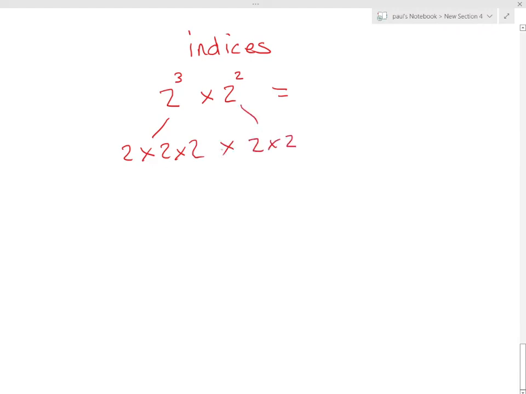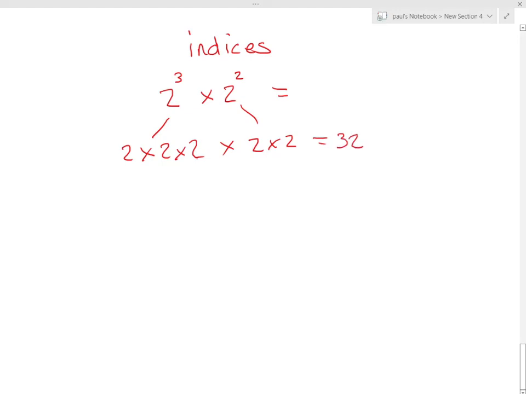Indices now. Right, so indices. Indices are those little things, you know, like this. So we're going to multiply 2 cubed times 2 squared. Now, 2 cubed is 2 times 2 times 2, 2 squared is 2 times 2, and we multiply them all together. So 2 times 2 is 4, times 2 is 8, times 2 is 16, times 2 is 32.